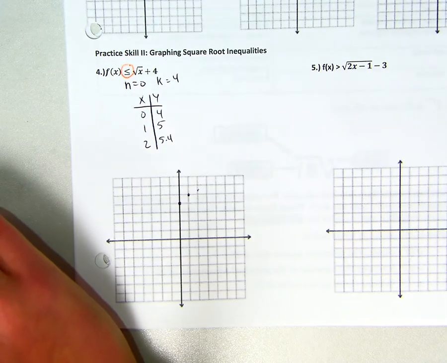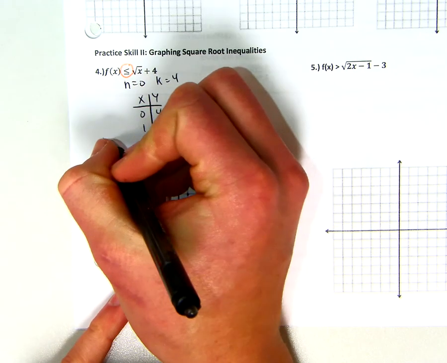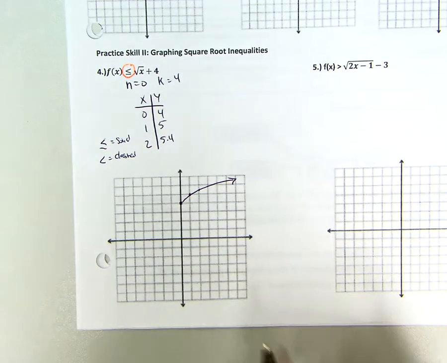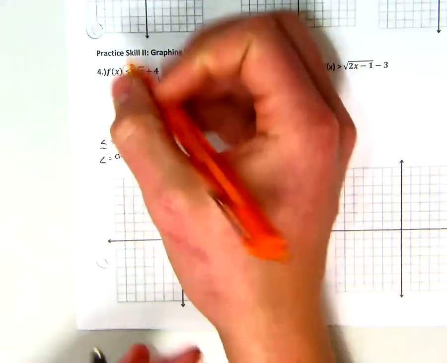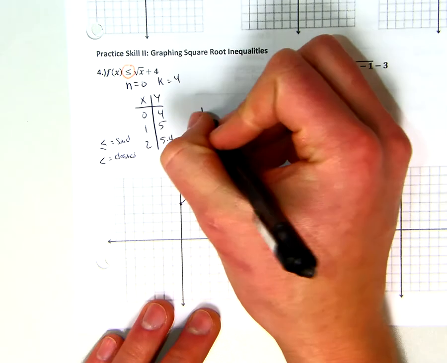Now the next thing we're going to have to look at is the inequality. Is it just a less than? Is it a less than or equal to? Less than or equal to is going to be a solid line. So this time we will have a solid line like that. So again, we have the same type of steps, and now the last part, we need to test a point.